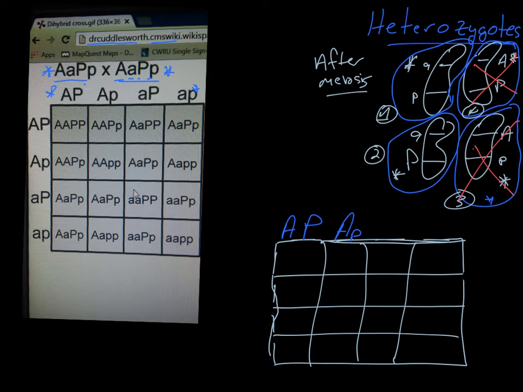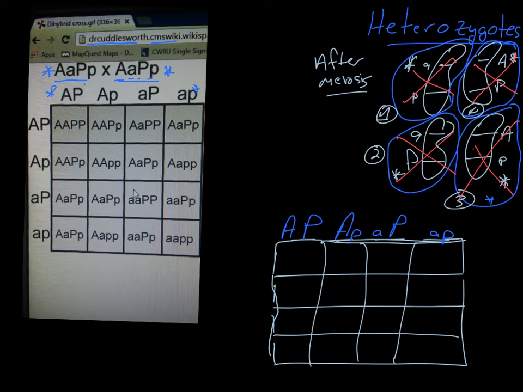Or maybe it's the little a, big P. Maybe that's the one that made it to the egg. Big A, little a, big P. That after the crossing over of it, we mixed them all up. Or it could be maybe it's a little a, little p. And that takes care of this possibility here. So there's all 4 of your possibilities.